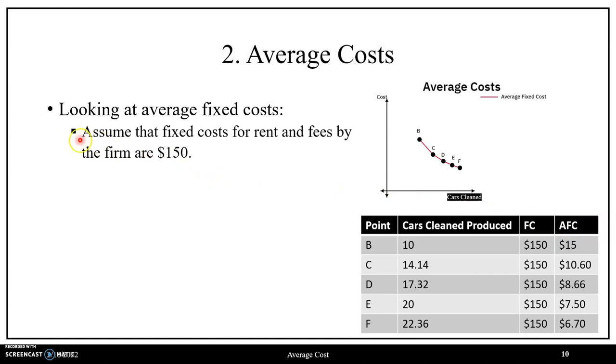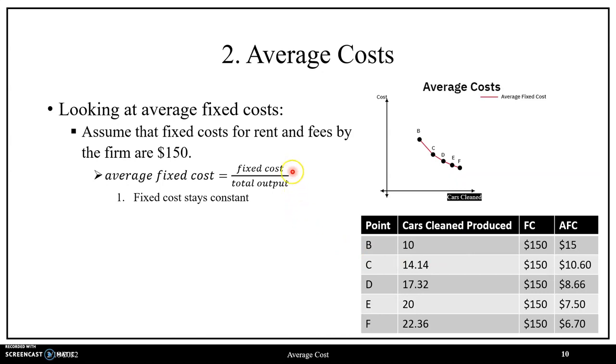We will also be attaching some numbers so that we can get a numerical account for what's going on as well. Let us assume that fixed costs for rent and for fees for the space that's being used and the cleaning equipment for the firm will be $150. Additionally, we know that our average fixed cost formula in our derivation is going to be fixed cost divided by total output. Now looking at our graphical representation, we can see that we have a downward sloping average fixed cost curve. So let us see if we can explain why that is.